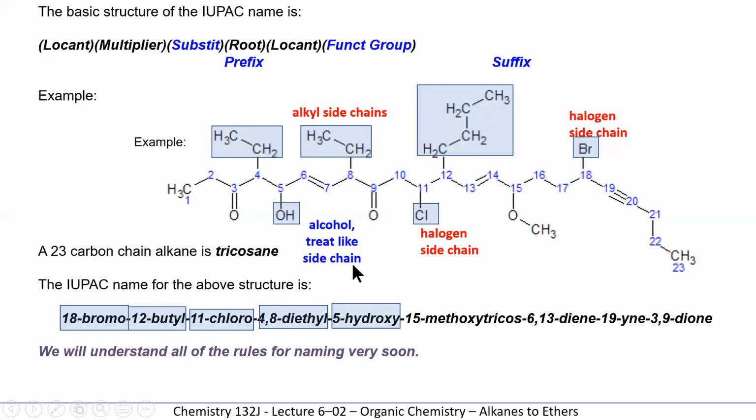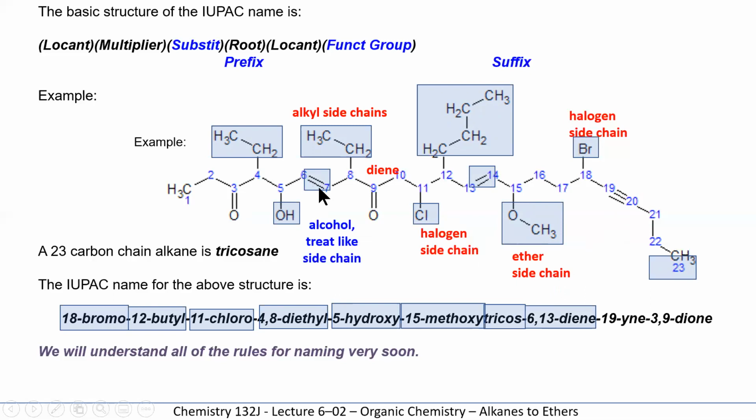Hydroxy in this case, we're treating the alcohol like it's a side chain because of the presence of a ketone here and here. And on the 15th carbon, we have a side chain that is an ether side chain. It's called methoxy, meth for 1 carbon and oxy for the oxygen. And tricos tells us there's 23 carbons in the chain. And there's double bonds between the 6th and 7th and between the 13th and 14th carbons. And there's a triple bond between the 19th and the 20th carbon. That's why there is a -yne. And as I mentioned before, on the 3rd carbon and on the 9th carbon, there is a ketone. So that's named a dione because there's two of them.